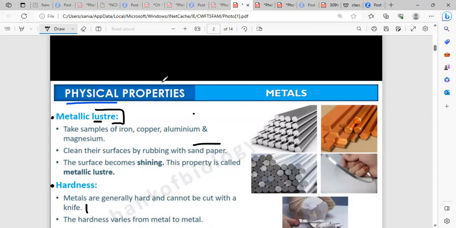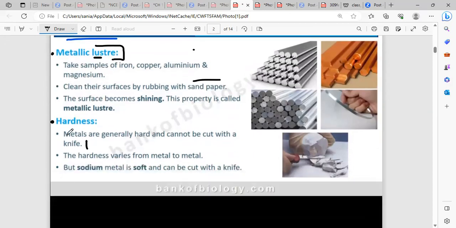After that, next is hardness, right? So what is this hardness? Over here, metals are generally hard and cannot be cut with a knife. So metals are very, very hard, and you cannot cut them with a knife. But hardness varies from metal to metal. Not all metals are hard.